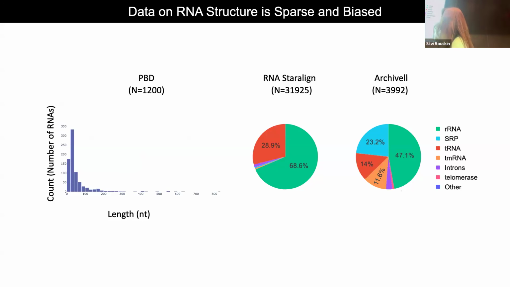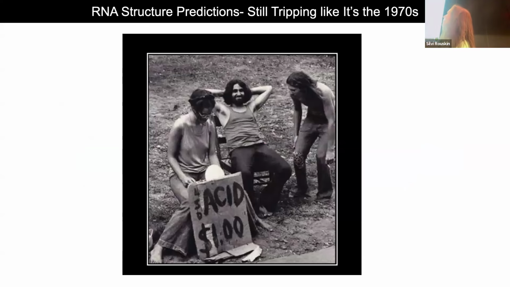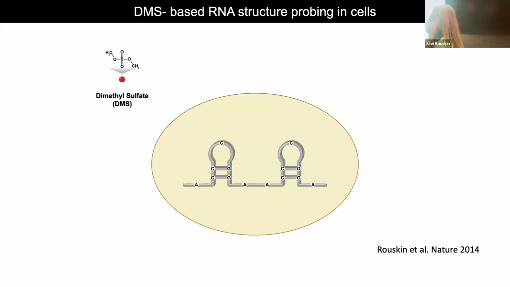And so what this means is that, compared to protein structure, RNA structure predictions are still stuck like it's the 1970s. This is where we are in terms of secondary structure predictions for RNA. Okay, so how do we go beyond that?